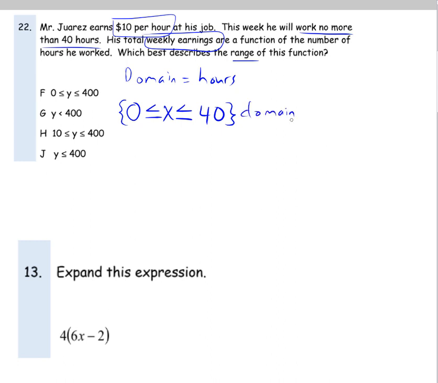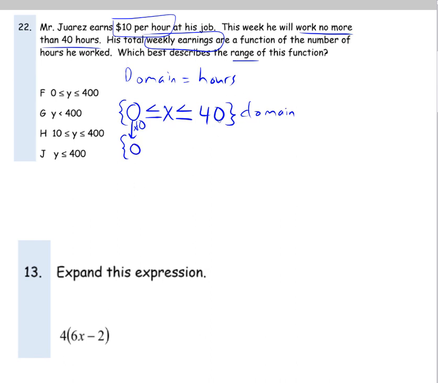And I need to find the range. So because I need to find the range, now that I have my domain, I'm going to look at what my range would be. Well, in order to find the range, what I need to do is actually incorporate this $10 per hour to find his weekly earnings. Let's ask the question. If he were to work 0 hours, how much money would he make? Well, he ain't going to make anything if he's working 0 hours, right? Because we have to multiply it by that $10 per hour. So we multiply it times 10, but 0 times 10 is still 0, right?